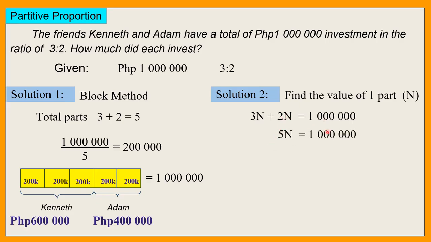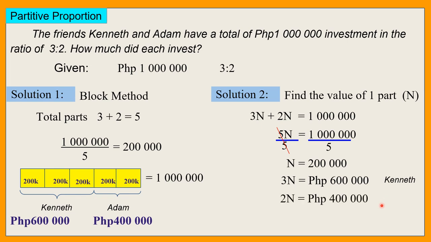So, 5n is equal to 1 million. Para mawala yung 5, divided by 5, divided by 5. So, cancel na ngayon ang 5. And therefore, n is equal to 200,000. So, 3n, okay, is equal to 600,000 kasi 3 times 200,000 is 600,000, diba? And then, that is for Kenneth. And then, 2n is 400,000. That is for Adam. So, pareho lang sagot natin dito. Block method man or ito ang gagamitin. Okay?